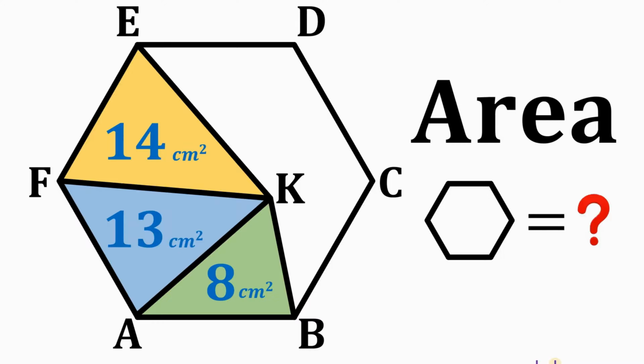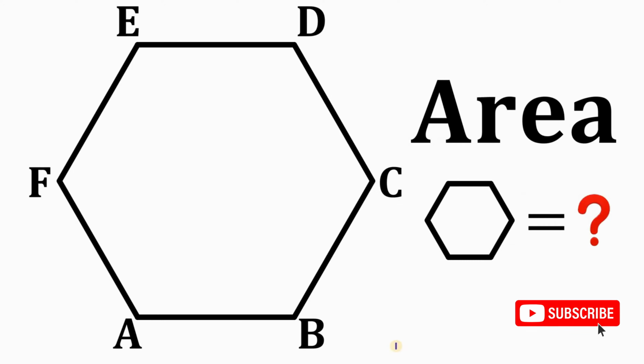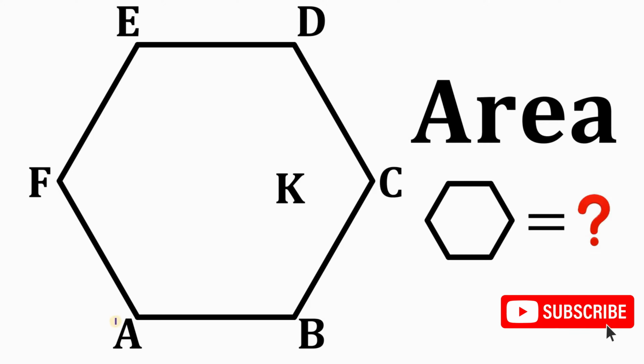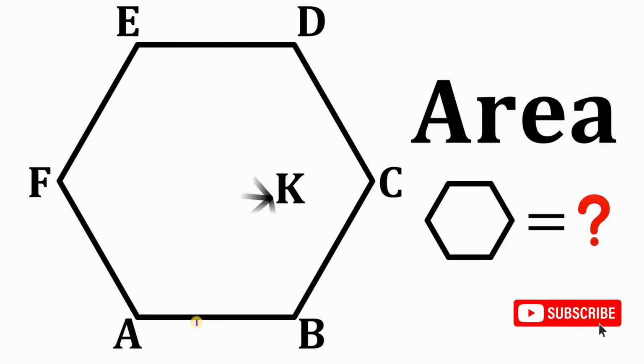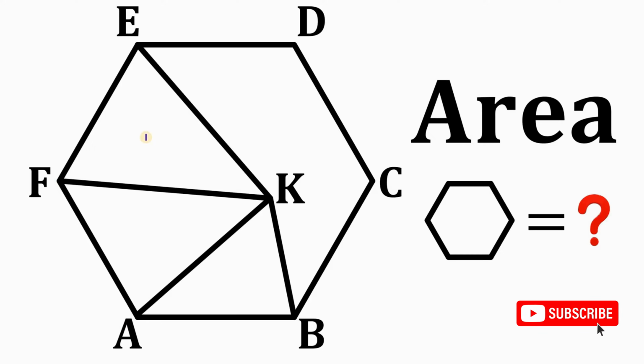Can you solve this geometry challenge? Here's the question. Given this regular hexagon A, B, C, D, E, and F, inside of it, we have point K like this. Now, let's connect this point K to point E, F, A, and B like this. And we created 3 triangles.